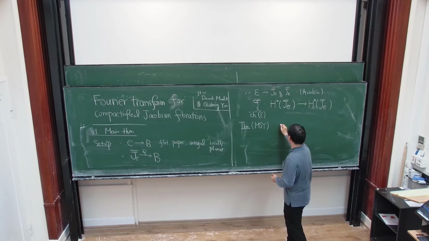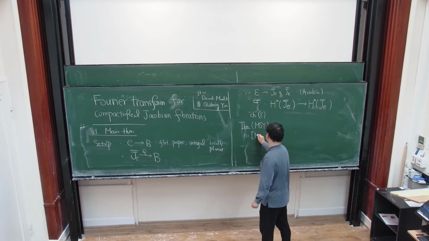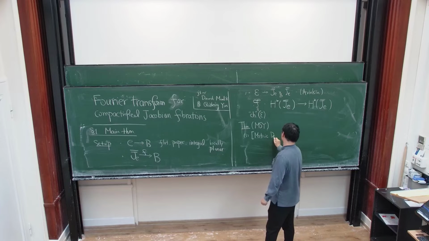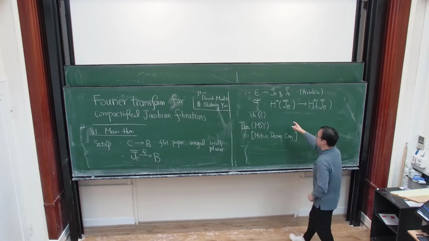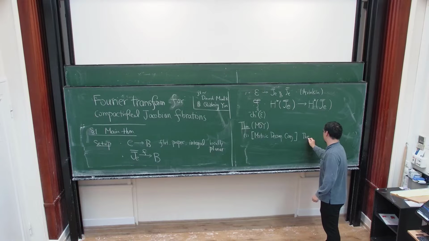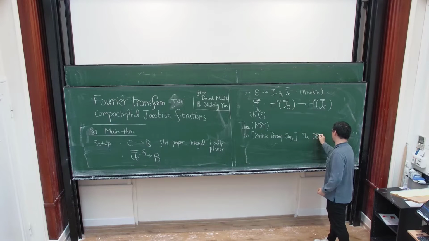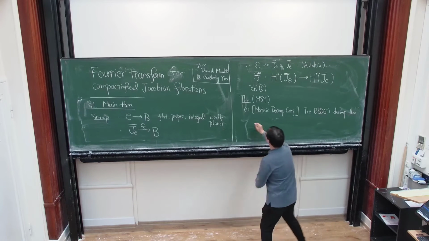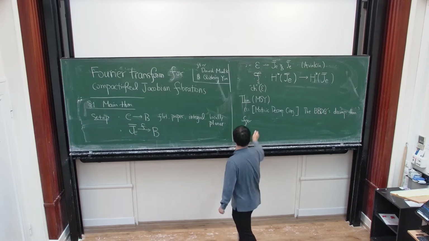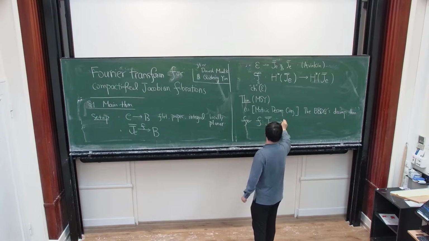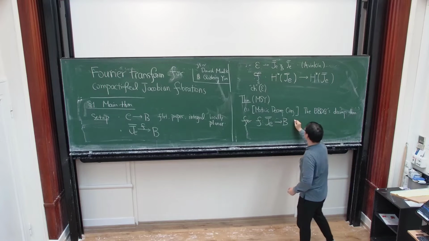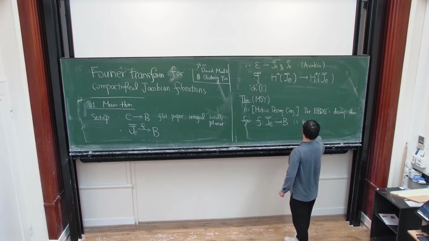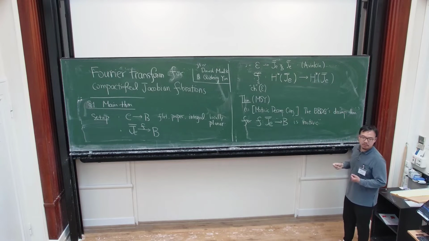The main theorem has three parts. The first part is the motivic decomposition conjecture, which says that the statement is that the decomposition theorem for the morphism given by compatible Jacobian fibrations is induced by its motivic, by which I mean it's induced by algebraic cycles.